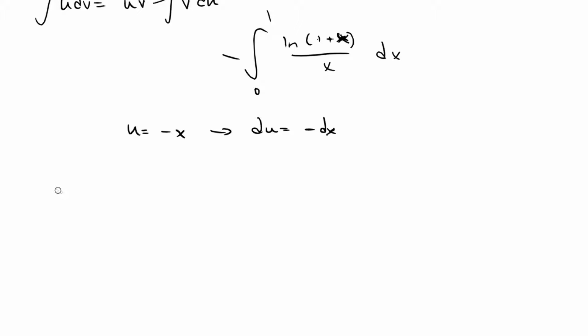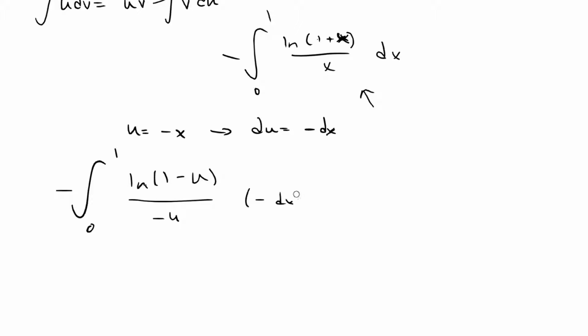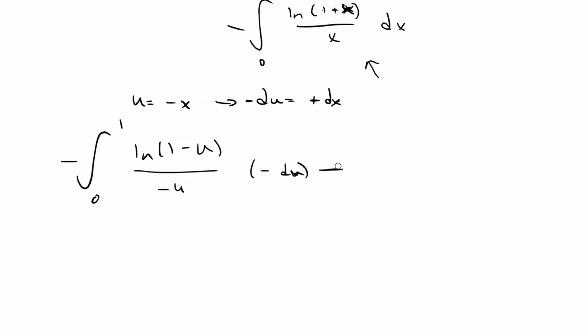So we're starting out with this. We're plugging in negative u for x, so we get negative integral from 0 to 1 of ln 1 minus u over negative u, and then here du is negative dx, right? So negative dx equals negative du if we flip this around and then substitute into our dx, right? So this will be equal to what? Well, these negatives cancel, alright?